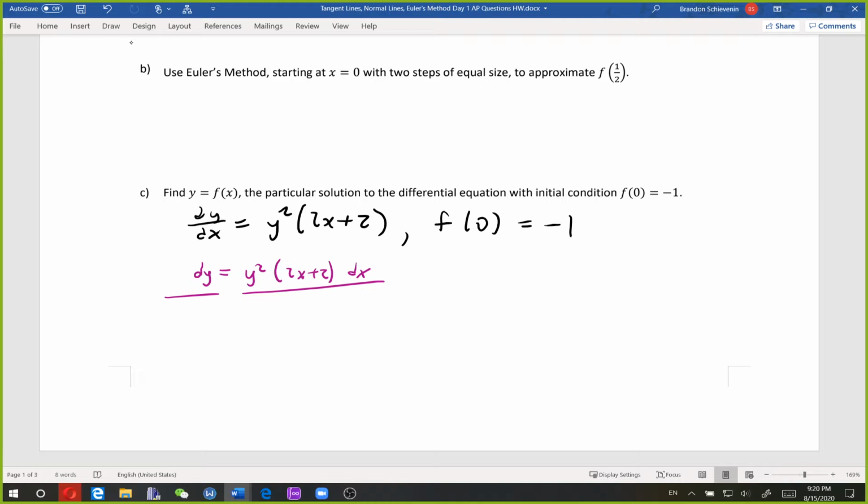Perfect, okay, so if I divide by y squared right now, then in one step instead of two, I can get all y's on one side and all x's on the other.